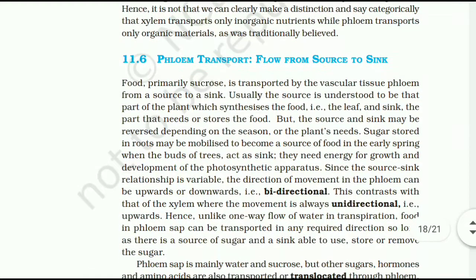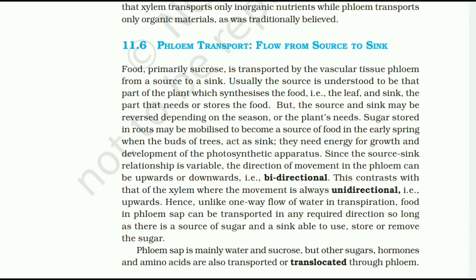11.6 Phloem transport: flow from source to sink. Food, primarily sucrose, is transported by the vascular tissue phloem from source to sink. Usually, the source is understood to be the part of the plant which synthesizes the food, that is the leaf, and the sink the part that needs to store the food. But the source and sink may be reversed depending on the season or the plant's need.